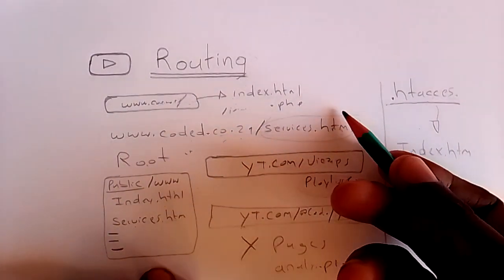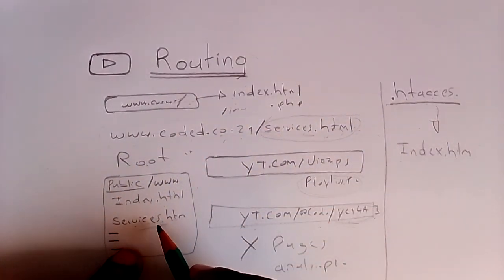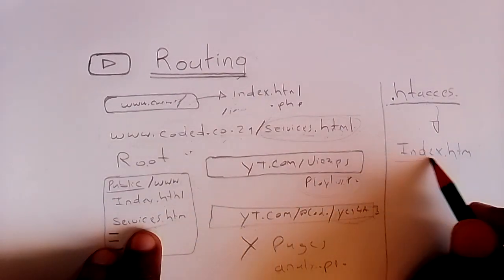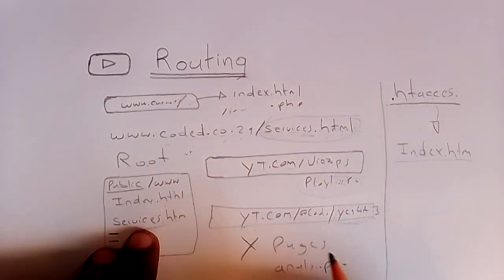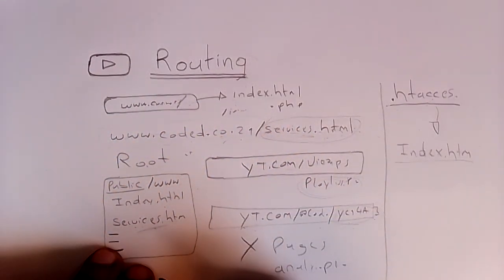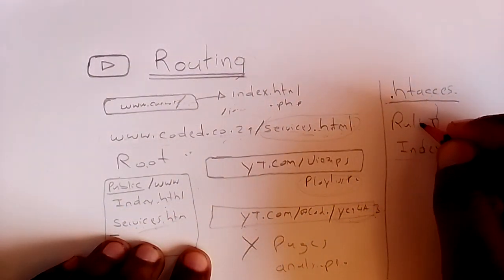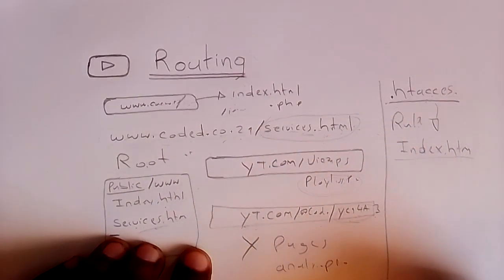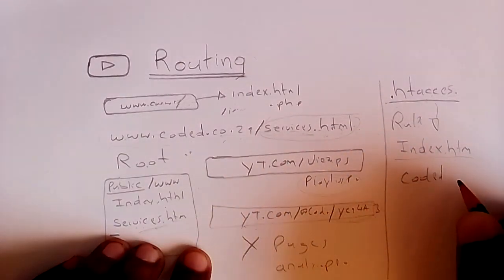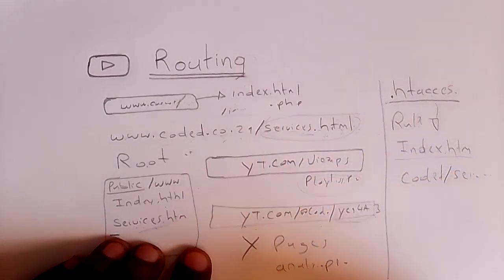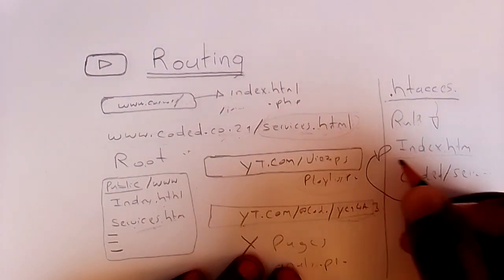whatever I type here, you are not going to go to this services file, but you will always default to the index. Do you see how I am controlling what you type here, how I'm restricting you from accessing other files? Let me just make it practical. With this rule applied, if you are typing codeddesign/services.html, you are not going to get it. You are going to be sent back to the index.